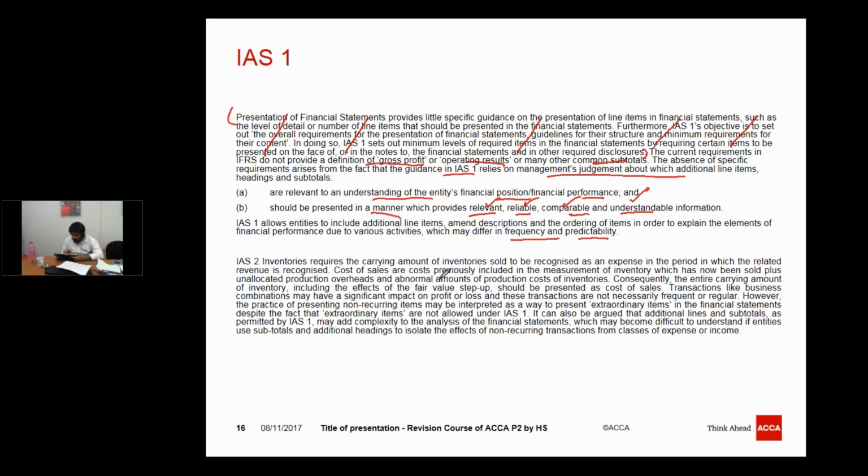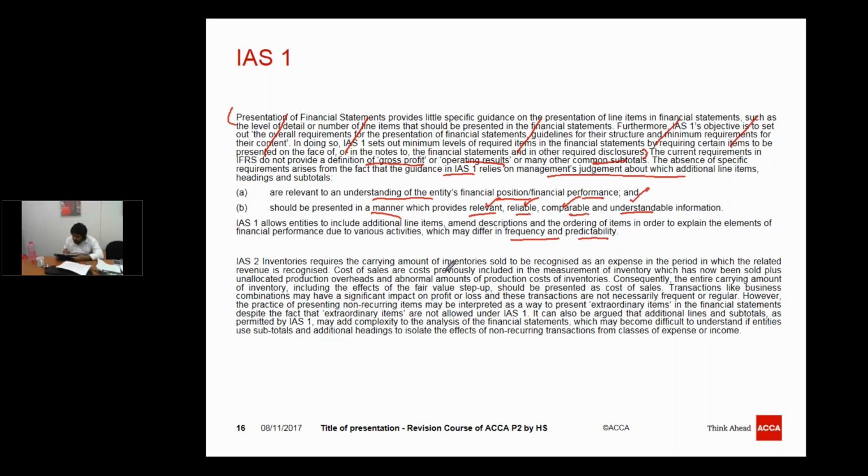From the perspective of IAS 1, you can amend the format of the cost of goods sold according to your requirement. Like you can charge a depreciation in cost of goods sold, or you can charge a depreciation in the operating expenses. So IAS 1 just provides the basis, but it does not provide the specific requirements of how to calculate the gross profit and what amount should be included in the line items.